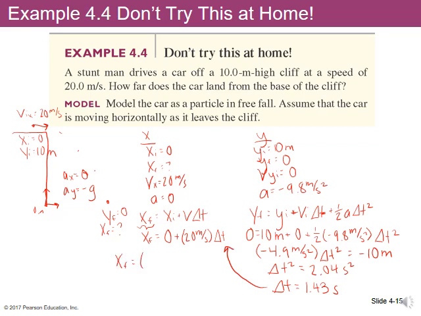Now, we can come back over here and use that to find the final position. So our final position at the bottom of the cliff will be 20 meters per second. It's going 20 meters per second forward every second, so we just need to multiply by the time that it's in the air. 20 meters per second times 1.43 seconds gives you a final position of 28.6 meters. And that's our final answer.